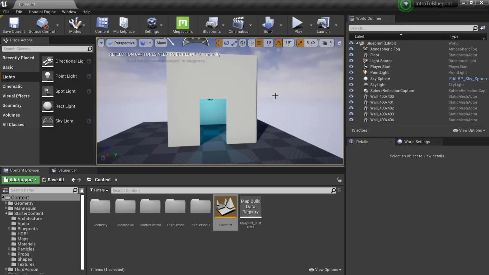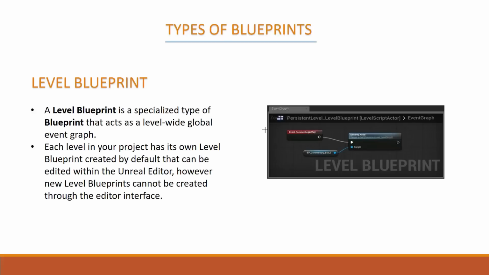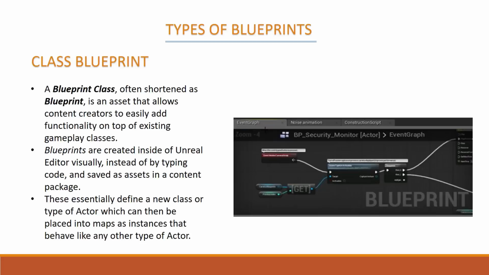Think of it this way. There are 10 lights, and you want to change the color of each light. Then you need to create a level blueprint for each light: a level blueprint for light one, light two, light three, four, five. But if I have created a class blueprint, I can just reference it and change the color. I don't need to connect the nodes again and again. So that's the difference between level blueprint and class blueprint. A level blueprint is only for the level within which you are working. A class blueprint is used everywhere.